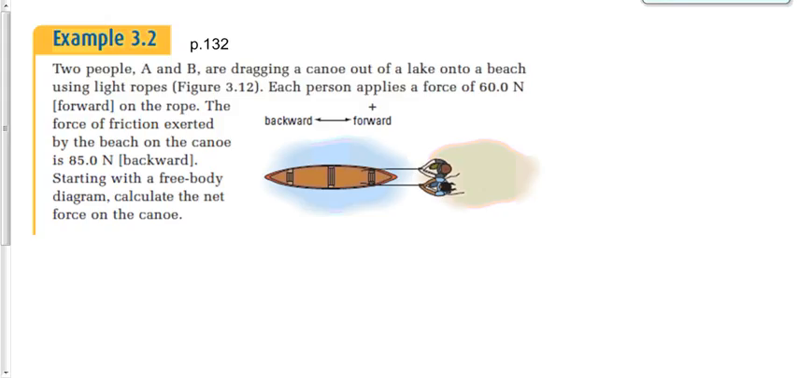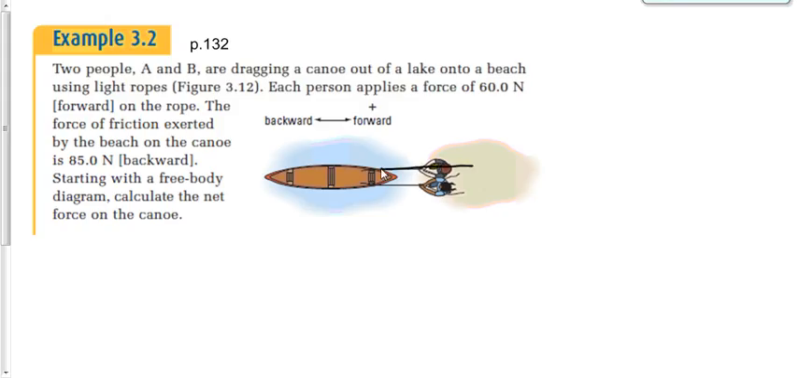Now we're looking at this canoe from above. That can make it a little bit trickier, actually, because when we're looking at it from above, it's difficult to draw the force of gravity and the normal force, right? Gravity would actually be acting into the board, and the normal force would actually be acting out of the board. The good news is they're going to cancel. So we're not actually going to worry about drawing them in this case, since they cancel.